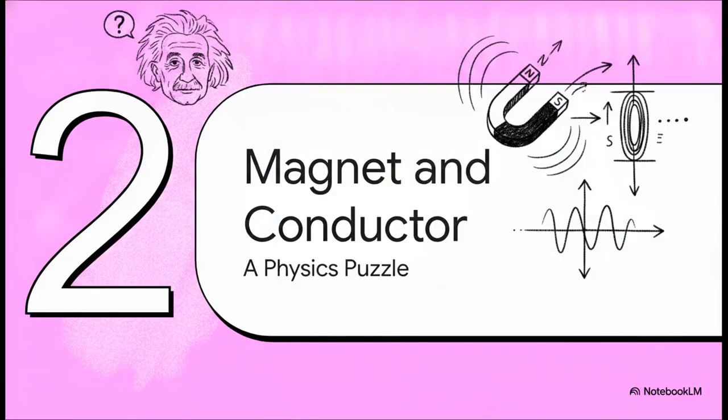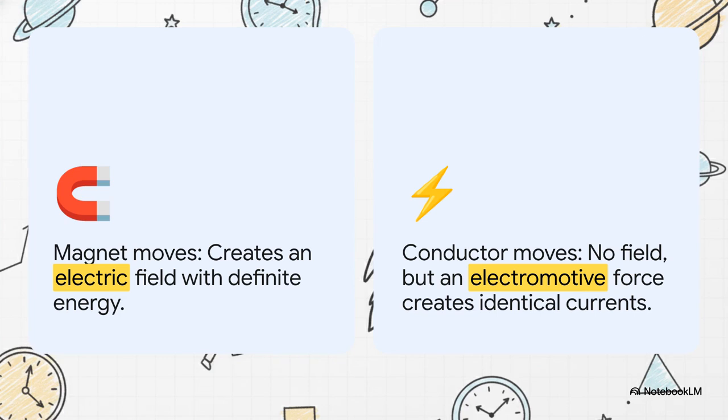Which brings us to section 2, the magnet and the conductor. This brilliantly illustrates a weird little flaw in classical electromagnetism that was basically driving Einstein crazy. In classical Maxwell physics, if you take a magnet and a conductor, like a wire, and move them relative to each other, you get an electric current. But classical physics treated the math totally differently depending on which piece you moved. If the magnet moves, boom, it creates an electric field. But if the conductor moves while the magnet just sits there, no electric field. Instead, an electromotive force magically does the exact same job, creating the exact same electric current.